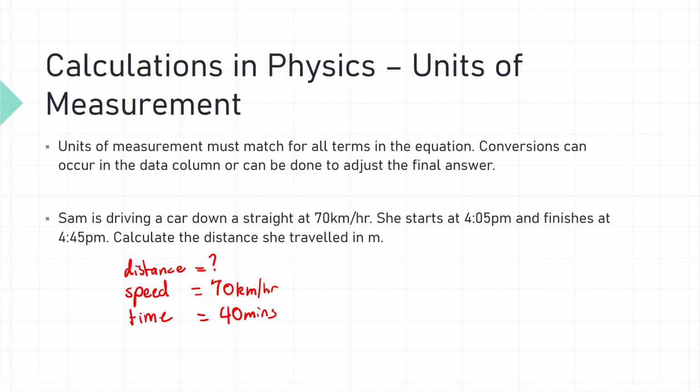So what I'm going to do now is choose to do a conversion before I start calculating to make sure that there are no errors in the calculation. The way that I'm going to do that is convert my time into hours. Now to do that, I'm just going to divide by 60. And that is equal to 0.66 hours. Notice too that in a moment when we do our calculation, our distance is going to end up being in kilometers. I'll do that part of the conversion at the end.